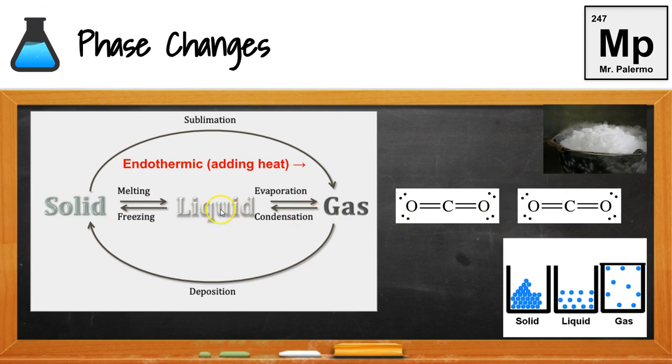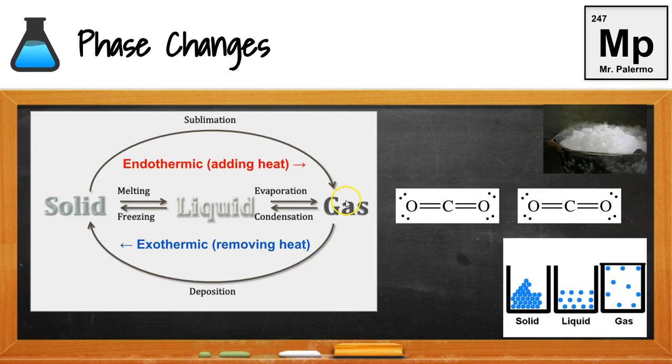And so it skips that phase altogether. So again, solid right to a gas, that is called sublimation. Now if we remove heat, go in the opposite direction, that's called exothermic. Exo like exit, therm meaning heat, so heat is exiting.